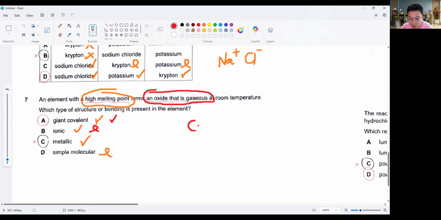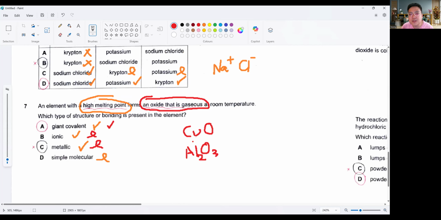Give you an example. Copper oxide, aluminium oxide. Of course, the formula here, this one is Al2O3. They are solid at room temperature. They are not gas. So that is another way you can tell. Okay. Next, metallic. Again, like the same example that I give here, metal can form an oxide, but they are not gas at room temperature. They are a solid at room temperature. So this is also out.